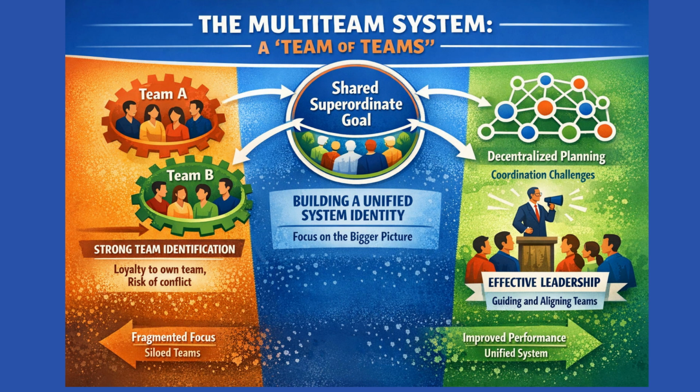But there's a key tension. Early on, strong identification with one's own team can create inter-team conflict. Developing identification with the larger system can reduce conflict and improve system performance. Multi-team systems can benefit from decentralized planning, but coordination problems can increase, and leadership becomes especially important.